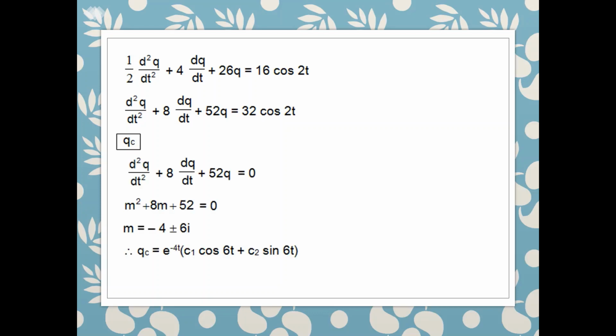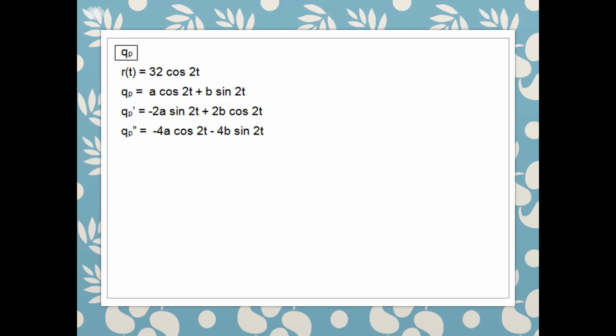First, determine the answer for the qc. By letting the function on the left equal to 0, you will get the characteristic equation m squared plus 8m plus 52 equal to 0. Solving this equation, you will obtain the answer for m, which is equal to negative 4 plus minus 6i. This is referred to as complex root. Therefore, the answer for the qc is equal to e to the power of negative 4t multiplied with c1 cos 6t plus c2 sin 6t.